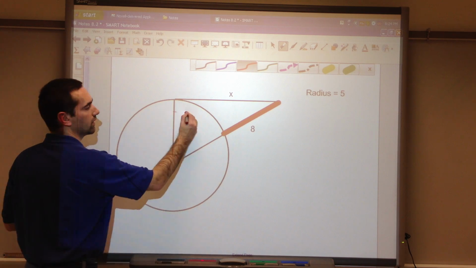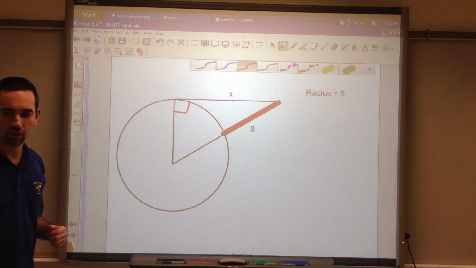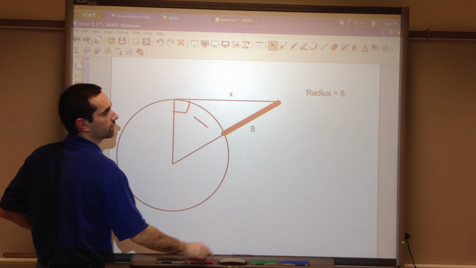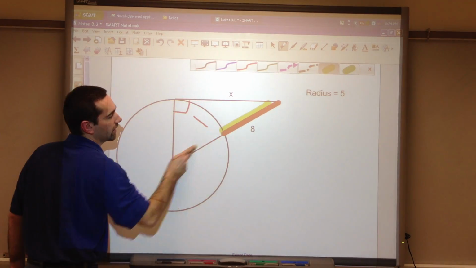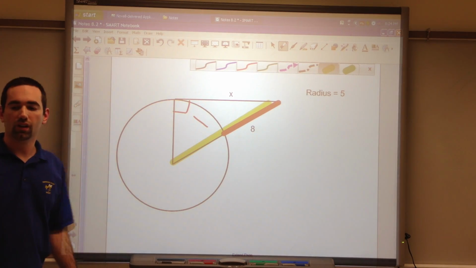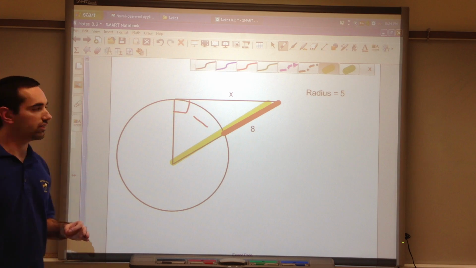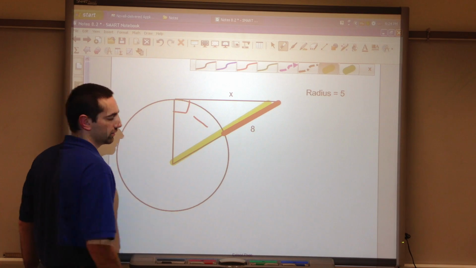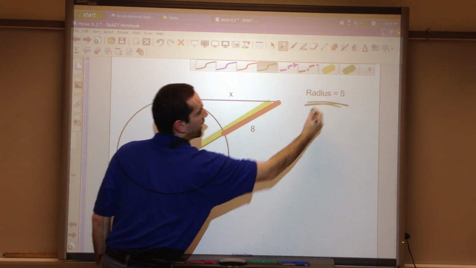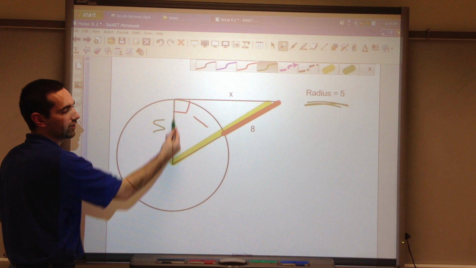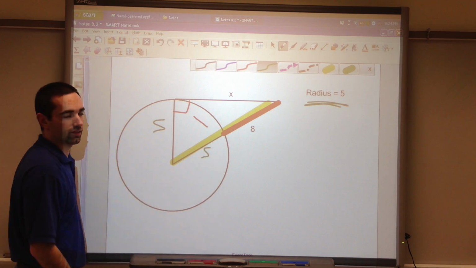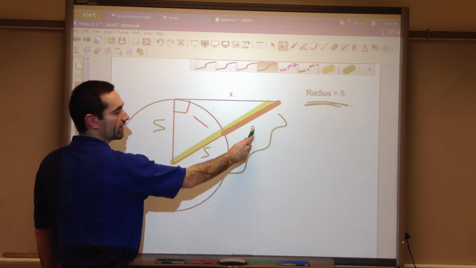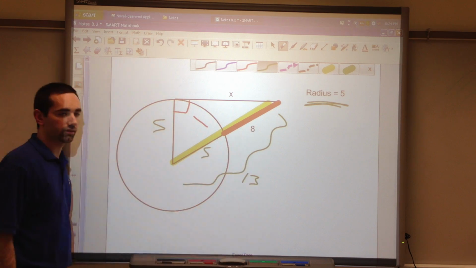Let's look at this problem. First, that's our right angle, which means this is the hypotenuse. Let's never forget that. This is the hypotenuse because this is the right angle. The radius is 5. So this is 5, this is 5. So this full length here, 5 plus 8, 13.